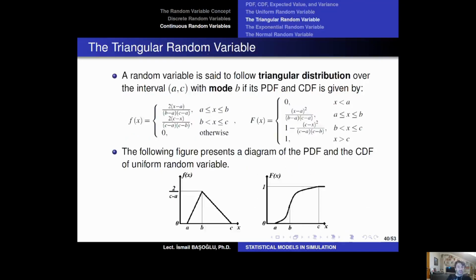The next random variable is a triangular random variable. This random variable is especially important for simulation modelers. It is a commonly used type of distribution to model the input variables when we do not have enough data about an input variable. However, we have expert opinions about it. So what is the triangular distribution?